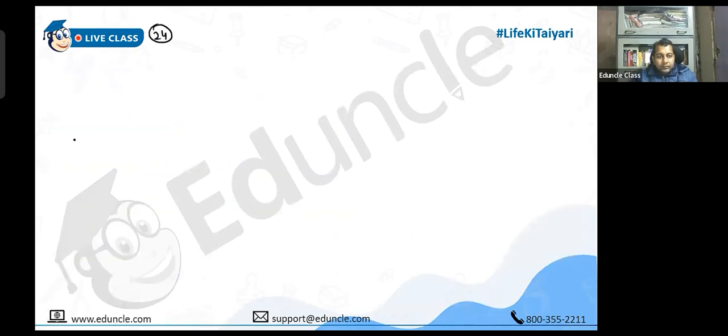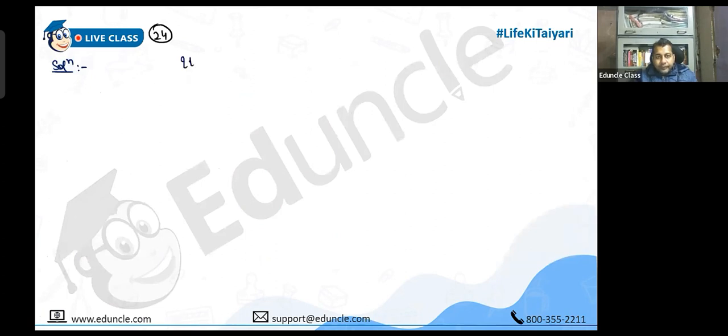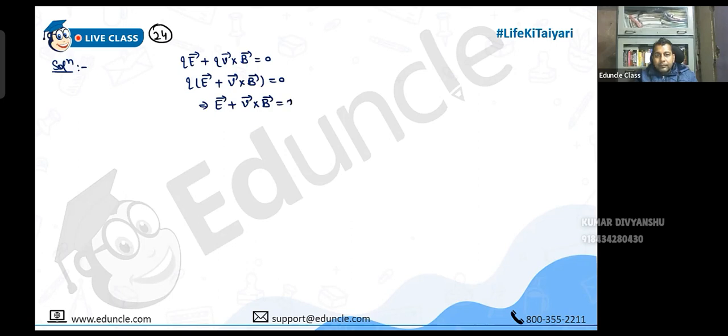See now. It is given in the question that the particle moves undeflected in the presence of electric and magnetic field. It means sum total of electric and magnetic forces is 0, that is, the net force on the particle is 0. So if I take Q common, it means E plus V cross B is 0. So E is minus V cross B, that is B cross V.